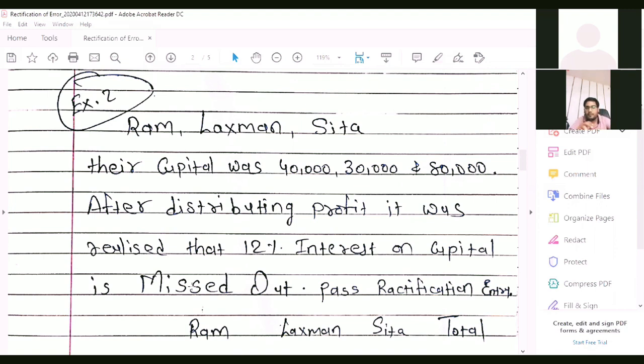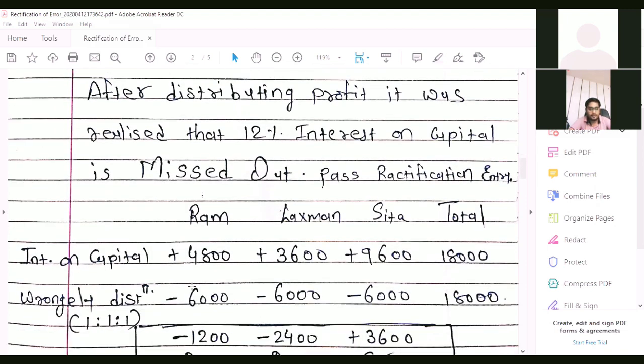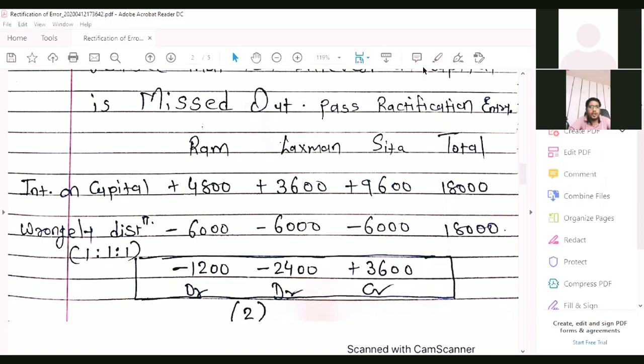Interest on capital for us is one kind of expense. So you have not charged this expense in your profit, and that's why the profit is showing a higher amount. What profit we have distributed among the partners should be a lower amount. Now how to rectify it? Try to understand. So we have three partners: Ram, Lakshman, and Sita.